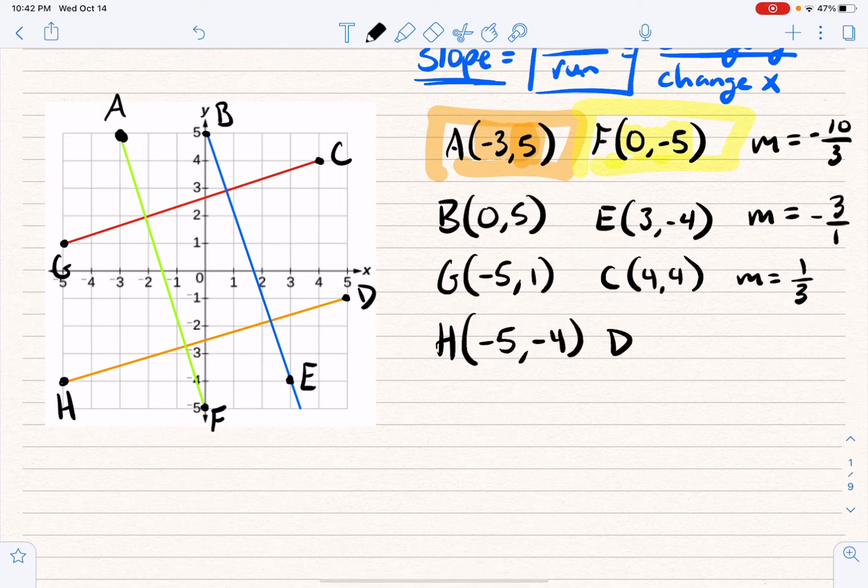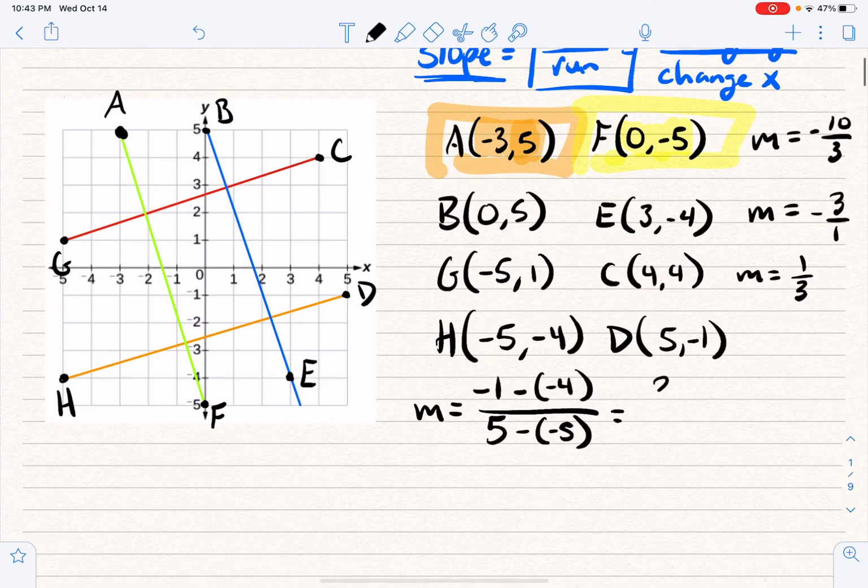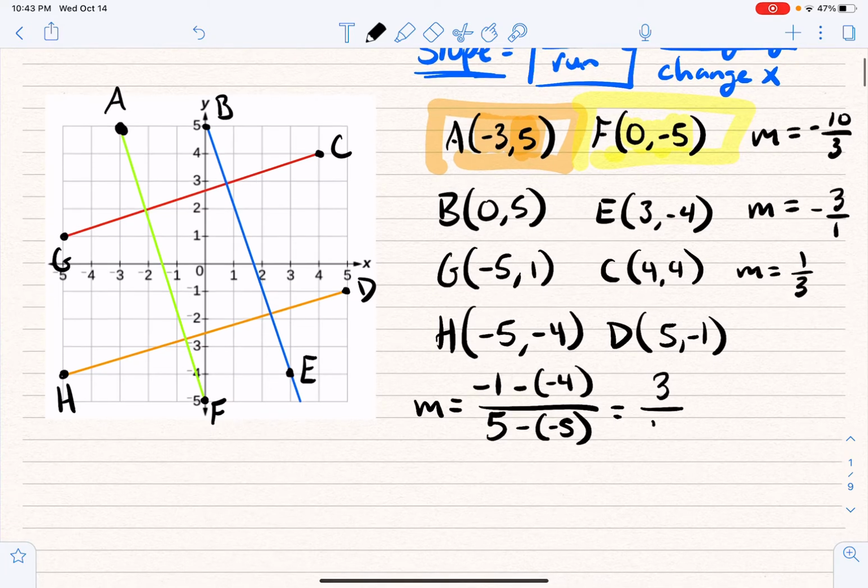And D is at 5, negative 1. And so the slope is always going to be the difference of the y. So I could say negative 1 minus a negative 4. If I started with negative 1, then on the bottom I've got to start with 5 minus a negative 5. So negative 1 minus a negative 4 is like negative 1 plus 4, so that would be a positive 3. 5 minus a negative 5 is like 5 plus 5, so that'd be a positive 10. So I have 3 tenths.